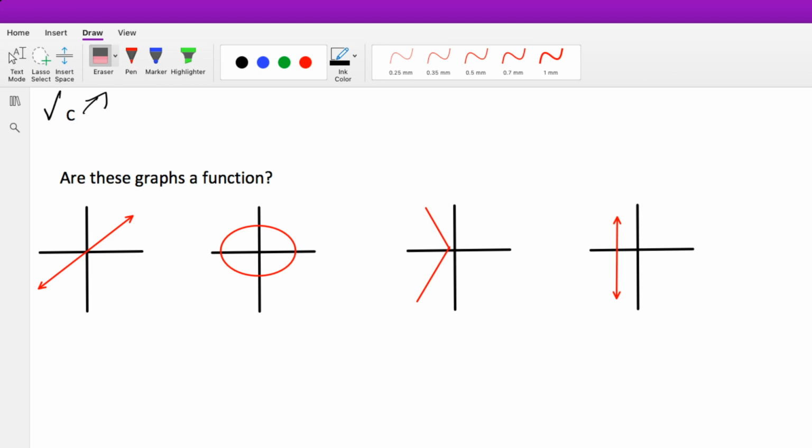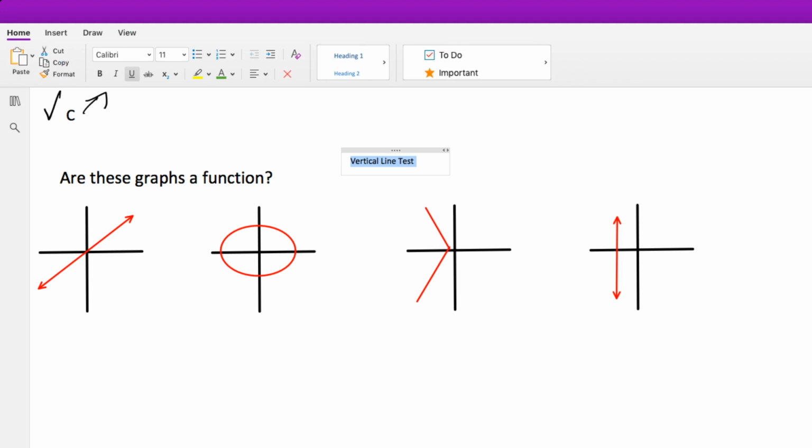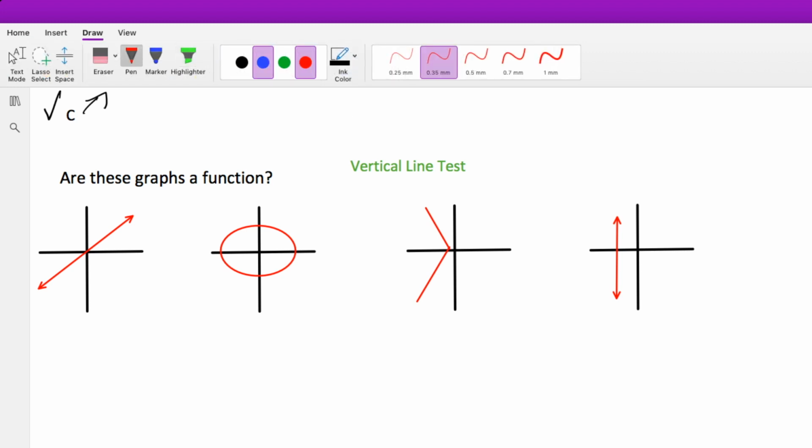So now we see graphs and we ask ourselves, are these graphs a function, yes or no? When we have a question like this, there's a little test that we can put each of these graphs into, and that is called the vertical line test. And believe it or not, it is as easy as it looks. Vertical line test, all we do is we draw a vertical line, and if this line touches that function more than once, it is not a function. So let's start drawing these vertical lines.